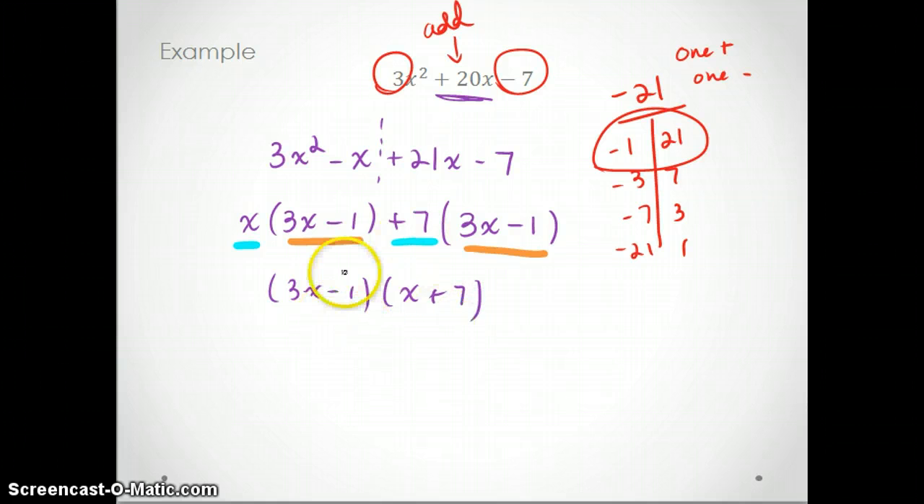Okay, you can FOIL these out to verify that it is indeed 3x squared plus 20x minus 7. Okay, but these are equivalent. This is the factored form.